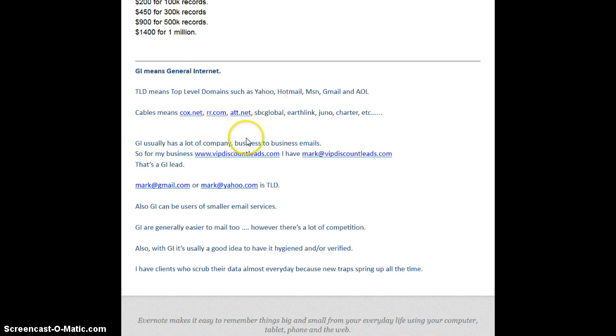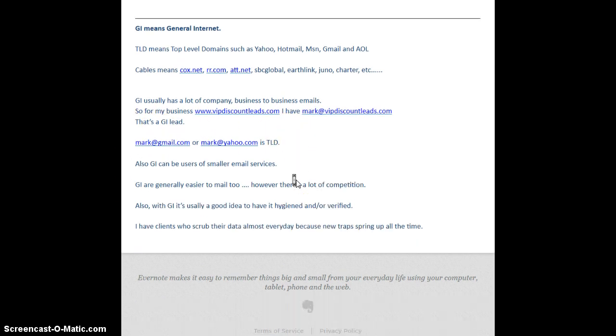It usually has a lot of company, business-to-business emails. For example, my business domain is VIP Discount Leads, and I have Mark at VIP Discount Leads. That's what makes a GI lead. Mark at Gmail or Mark at Yahoo would be a top level domain type of lead. Also, GI can be users of smaller email services. Yahoo, Hotmail and MSN aren't the only ones that have free email accounts. There are other smaller ones out there, and those could also be considered GI.